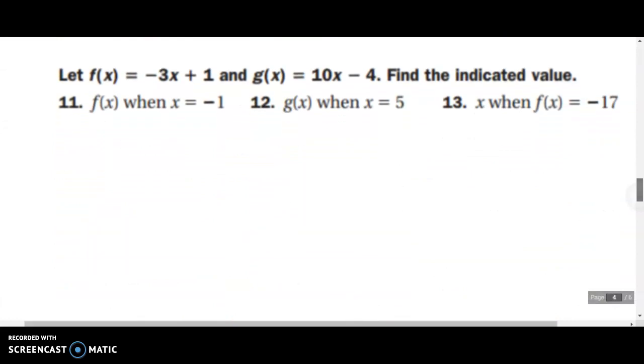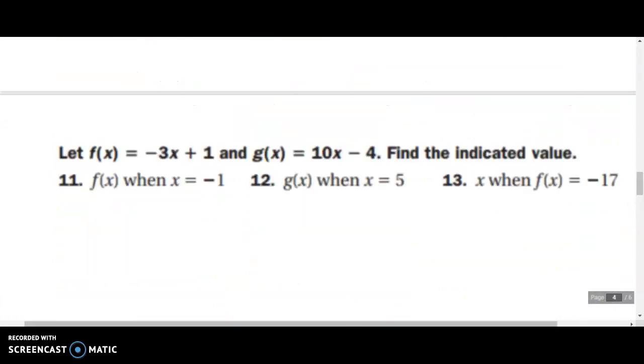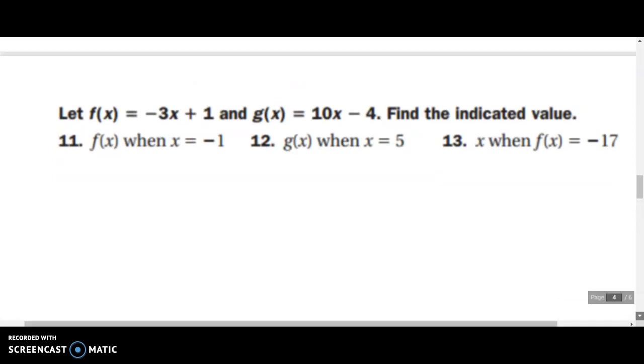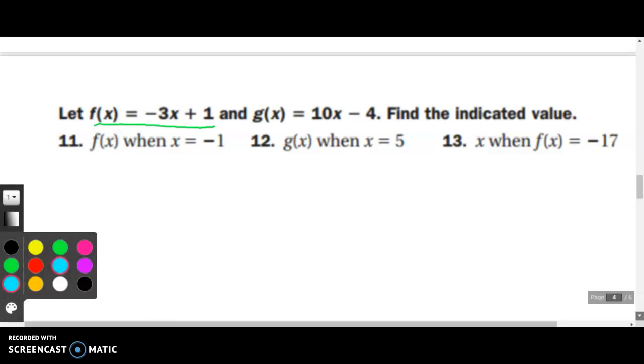Numbers 11, 12, and 13, we're doing roughly the same thing, except in this case, we have an f of x and we have a g of x. Doesn't make a difference. It just matters what question we're talking about. So here, I'm going to use a different color, because number 11, we're talking about the f of x. Number 12, we're talking about the g of x. Number 13, we are talking again about the f of x. Okay?